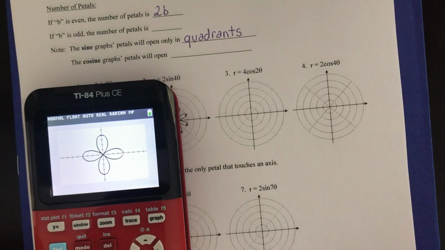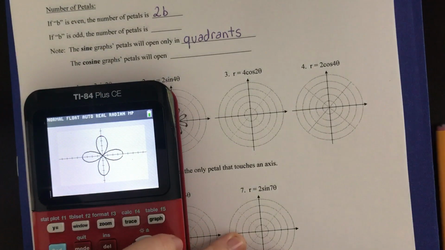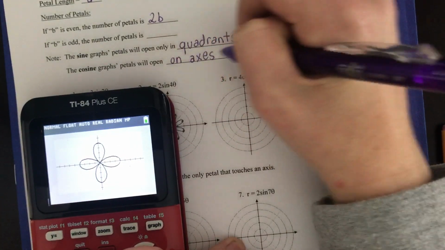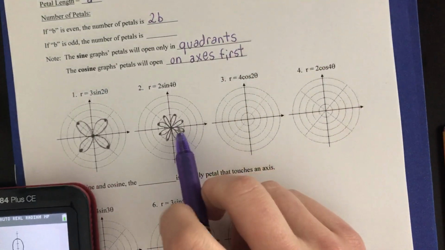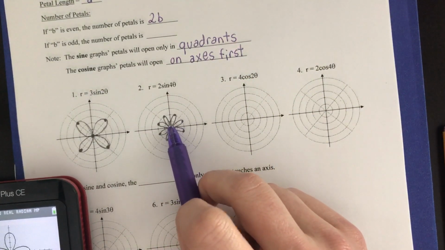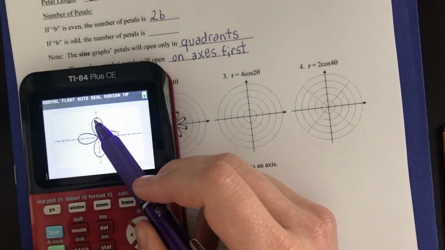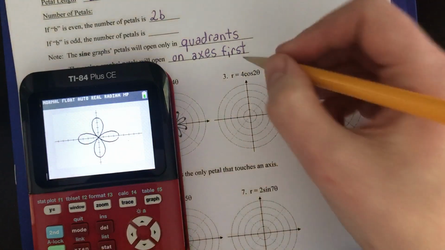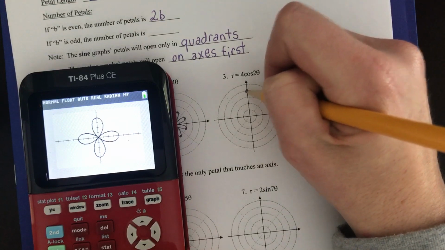Okay, so now we're on cosine. So notice the cosine graphs, petals will open on axes first. Notice all my points were in the quadrants before, and now my points are on the axes. So my petal length is 4 units, 1, 2, 3, 4.